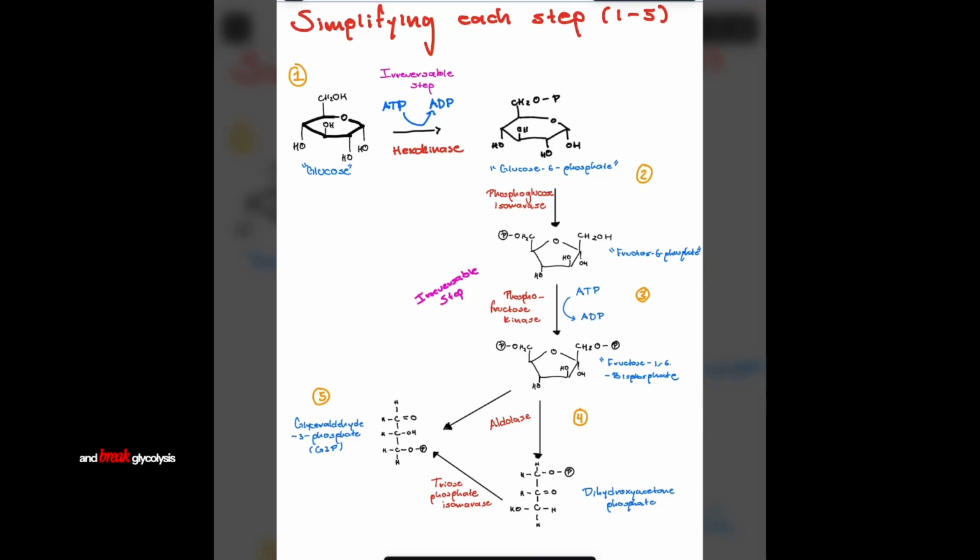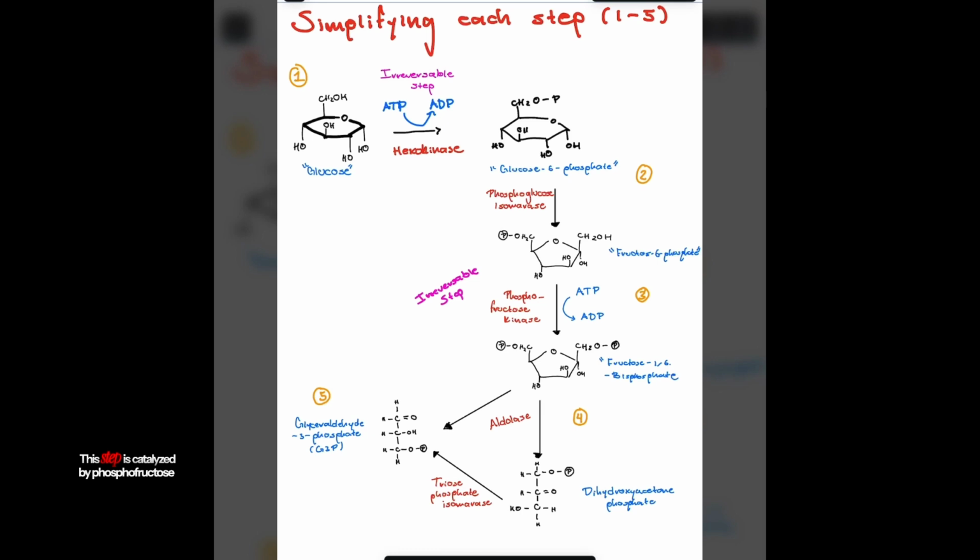Now, let's go deeper and break glycolysis into its 10 different steps. I will be grouping these different steps into two phases, starting with phase 1, which will be the investment phase. In this phase, the cell spends 2 ATP to make the glucose more reactive. In step 1, which can be seen right here, glucose is phosphorylated by hexokinase using 1 ATP. This forms glucose 6-phosphate. In step 2, glucose 6-phosphate is rearranged into fructose 6-phosphate by an isomerase enzyme called phosphoglucose isomerase. In step 3, a second ATP is used to add another phosphate, forming fructose 1,6-bisphosphate.